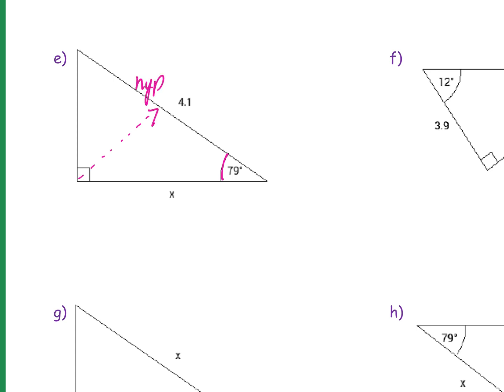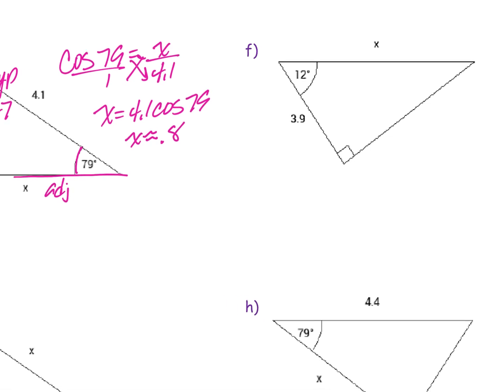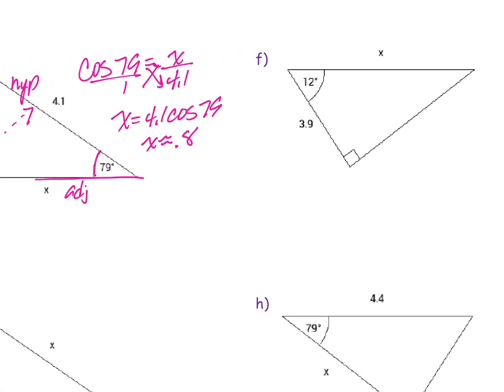So, hypotenuse, side adjacent. So I've got the cosine of 79 is going to equal x over 4.1. Cross multiply. So x is going to equal 4.1 cosine of 79. So x is approximately equal to 0.8. Did you get that? 0.8 for letter E. Yeah. Good job.